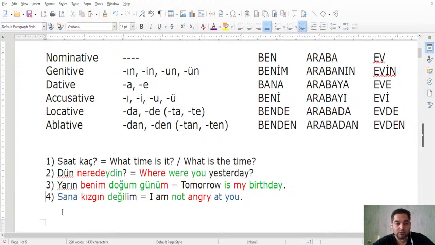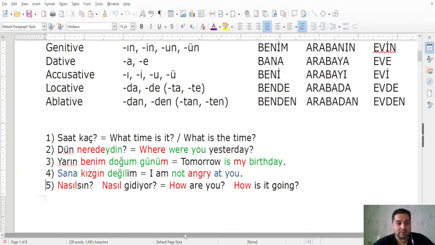Alright, let's look at the fifth sentence. Nasılsın? Nasıl gidiyor? So nasıl is how. Sın here is you, right? Nasılsın, which means sen nasılsın, right? So sın here already means sen. Nasılsın? How are you? Nasıl gidiyor? And this is how is it going. Now gidiyor is normally is going, right?